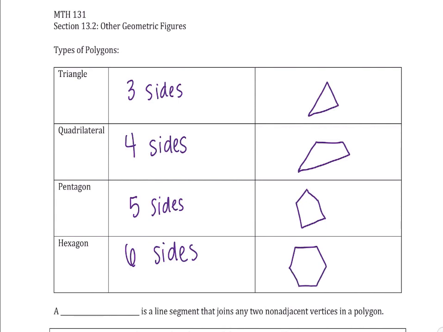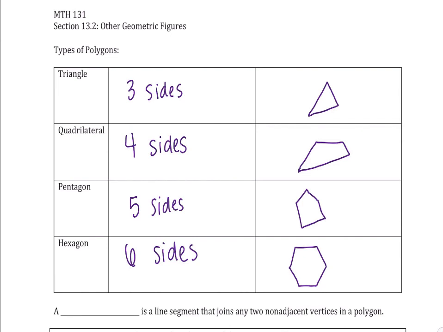There are certainly more. We have things like an octagon with 8 sides, a decagon with 10 sides. When you start getting into really large polygons, we tend to just call them like 17-gons if you had 17 sides. But we're just going to focus on some of these figures that have between 3 and 6 sides.